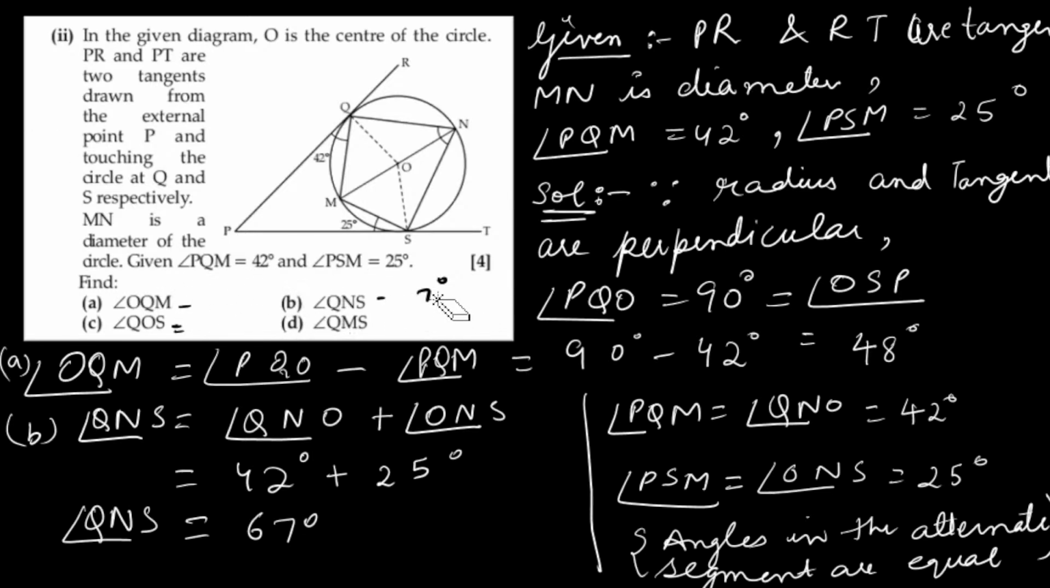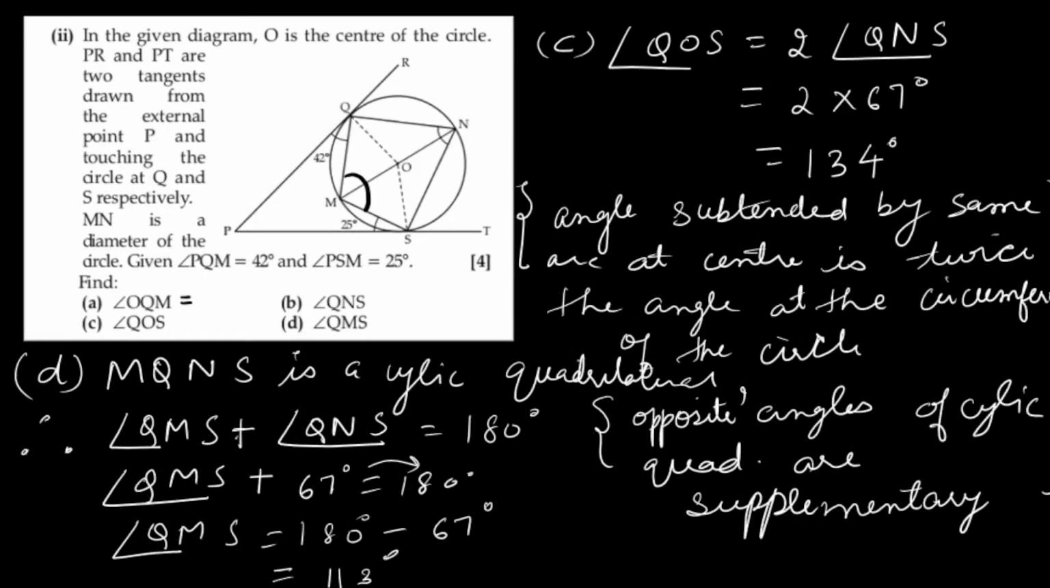Questions of circles are very, very easy. Only one thing is there: while writing, you make mistakes. So you have to avoid these mistakes properly. Each and everything, the way I have written, you have to write the same way. Each and every reason should be given properly. After this we have a third part for this question as well.